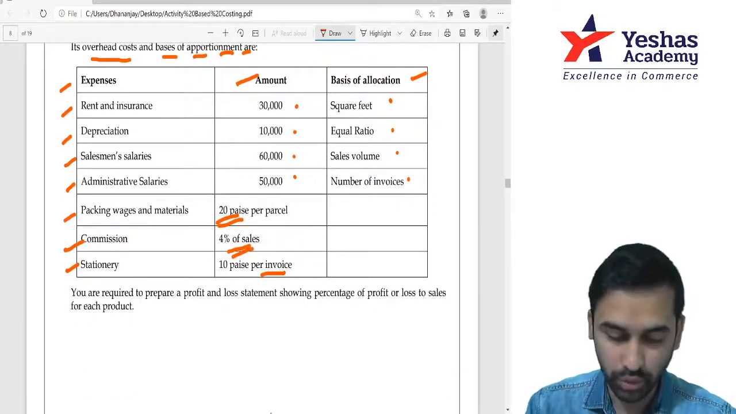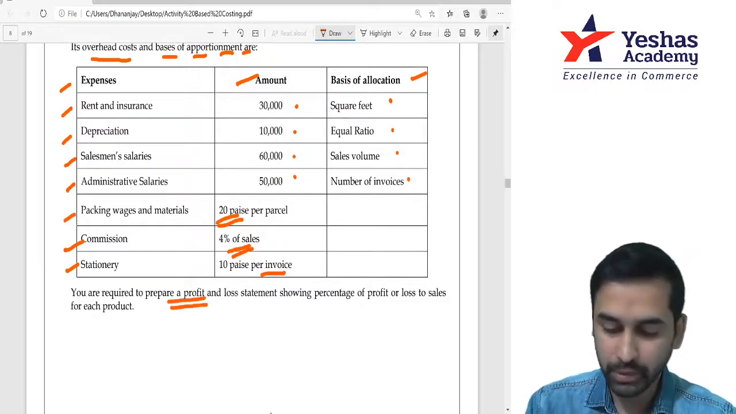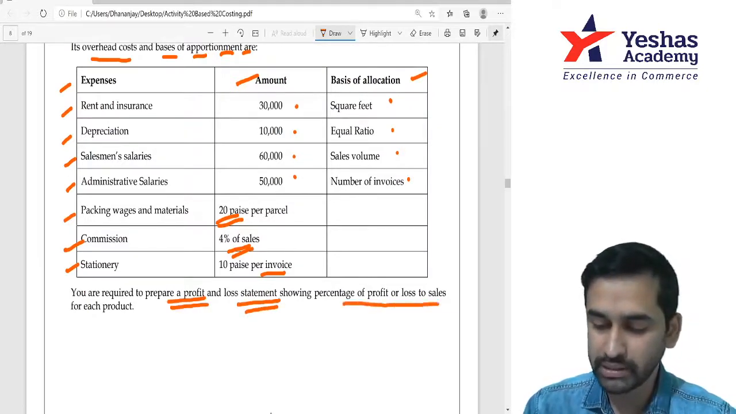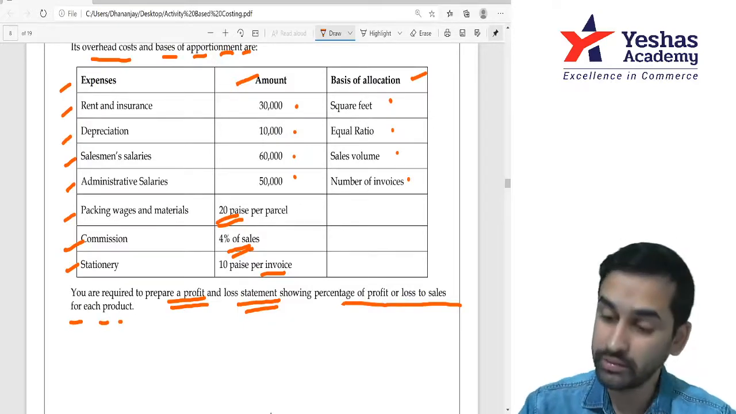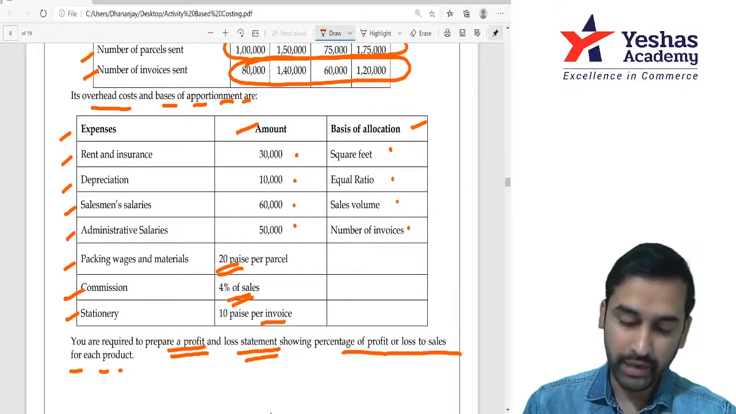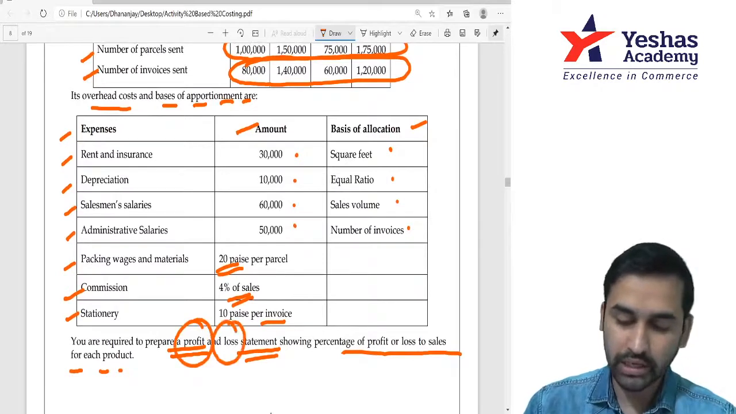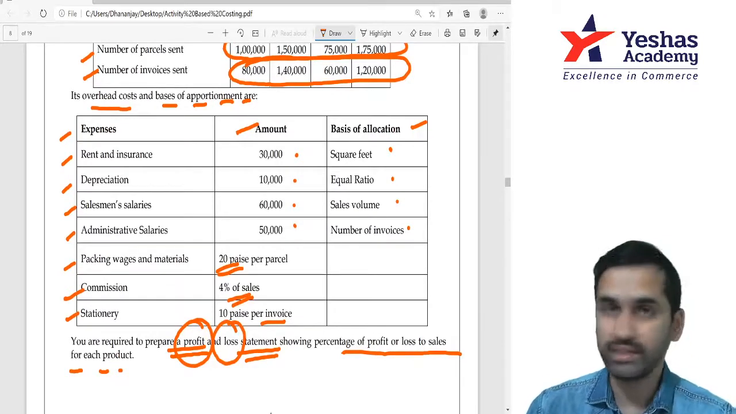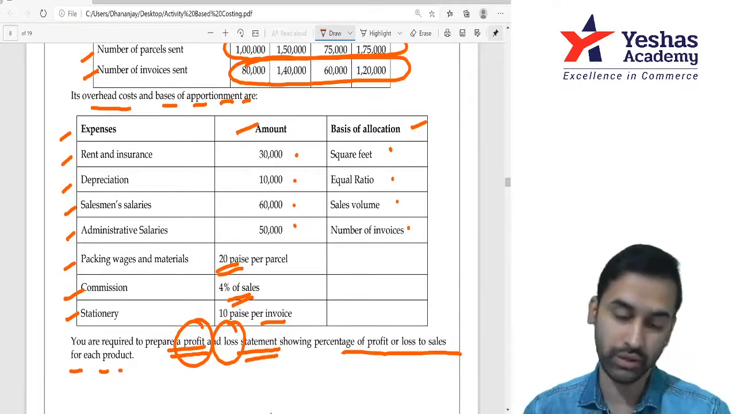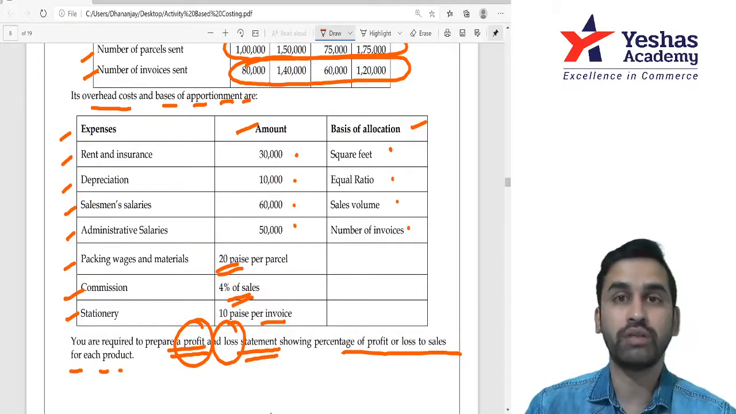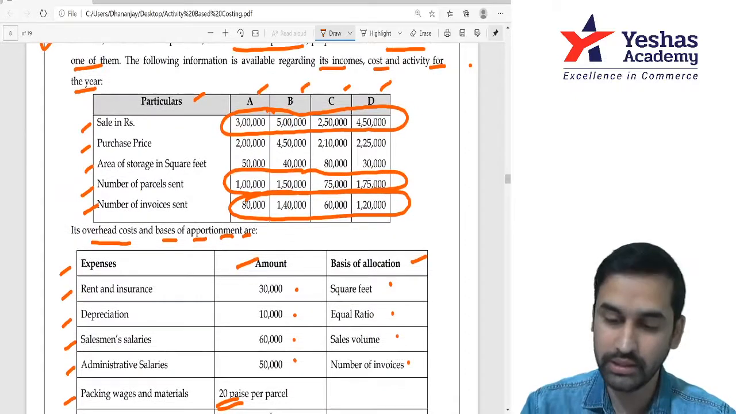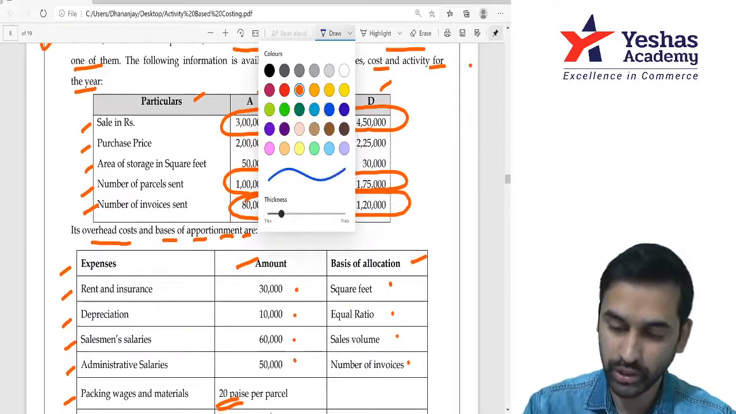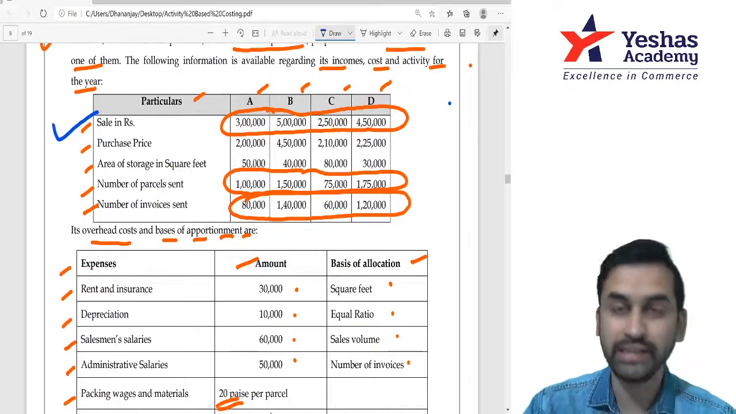They want you to prepare a profit and loss statement showing percentage of profit or loss to sales for each product. Now, at the end of the answer I should get profit or loss. Correct? That we have understood. For that we have to start from income, which is sales income. Do we have sales in the question? Yes sir. First item only you have. Okay, good. So first you will take sales.